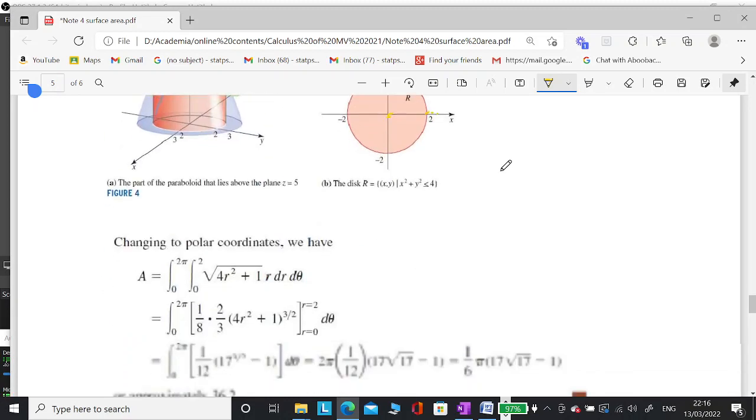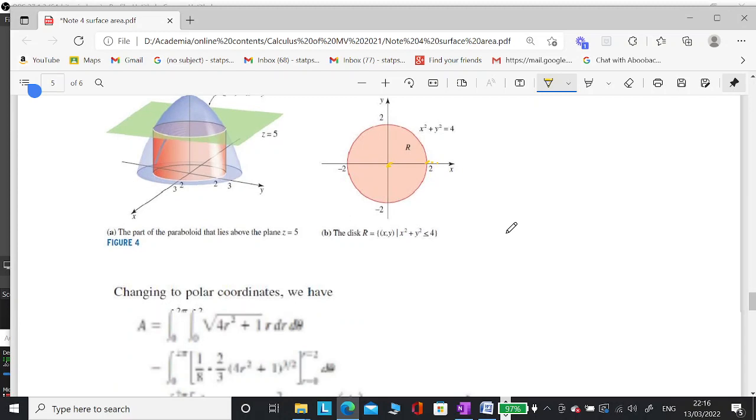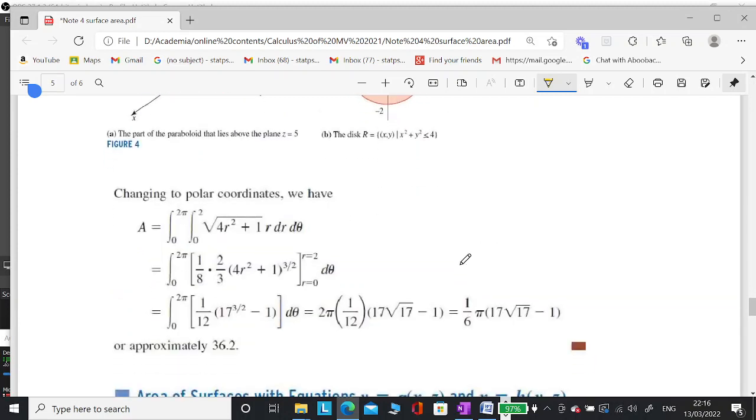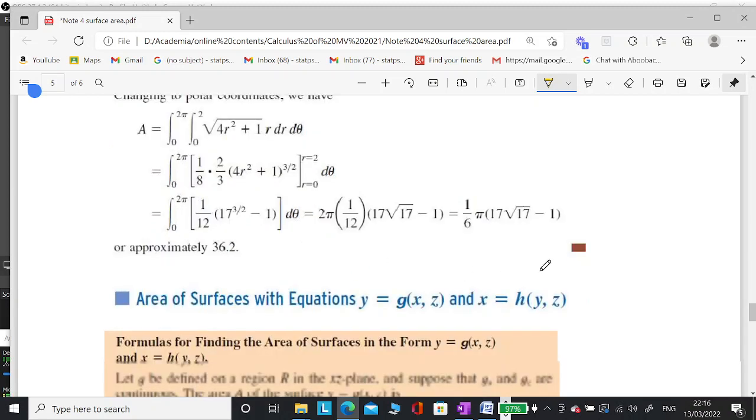See here the picture is given, z equal to 5, so we get something like this. Up to here we have used polar coordinates for ease. Here also we can go for substitution: 4r square plus 1 is equal to u, and 8r dr is equal to du. Just substitute that and we will get the answer like this.